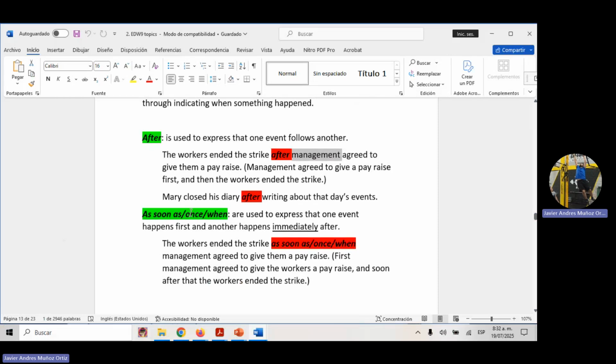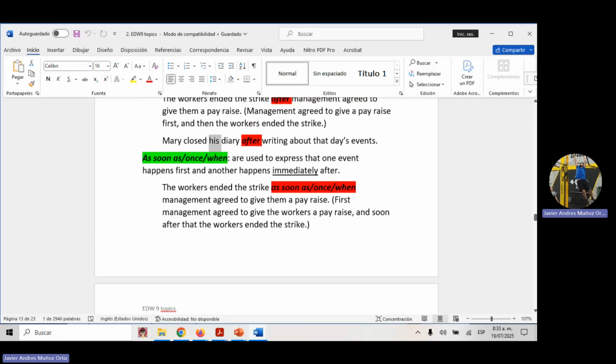Another example here: Mary closed his diary after writing about the day's events. So Mary writes something and then she closes his diary, right? Mary in this case is a masculine name because of the possessive adjective. ¿Vale?